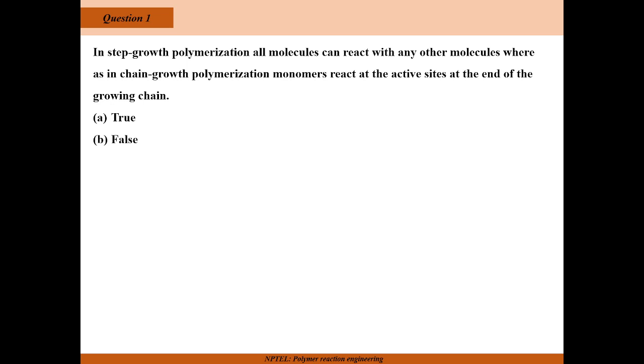The first statement says that in a step growth polymerization, say we have a number of monomers, or in general just molecules, they will interact with any other and form a continuous chain. Whereas in a chain growth, the molecules will come and interact at the end of a growing chain, which is the active site. So is it a true statement or a false statement? Any idea?